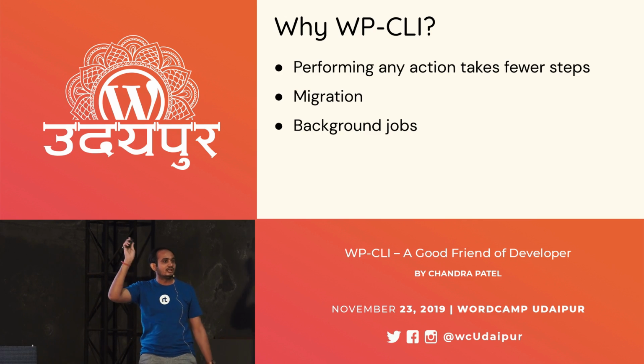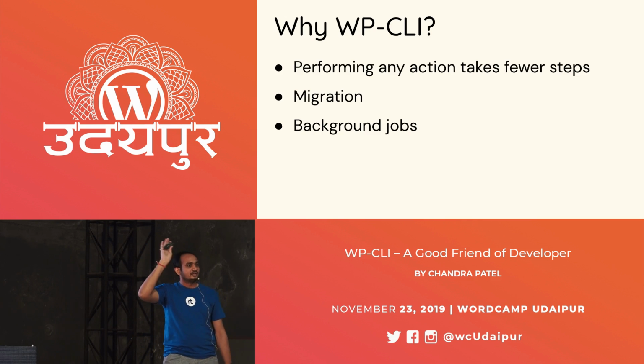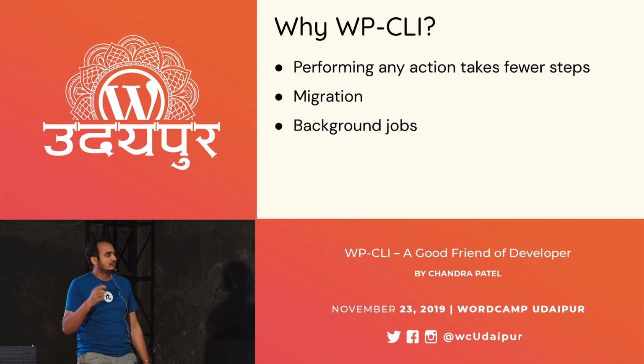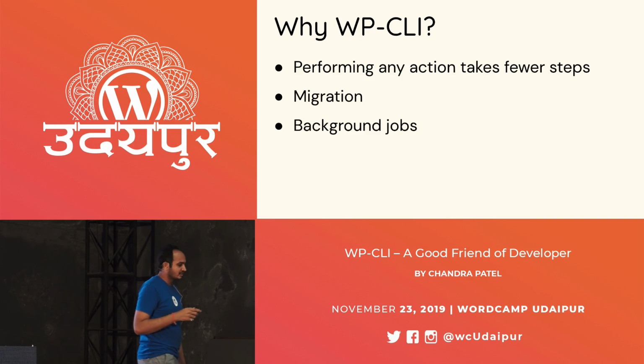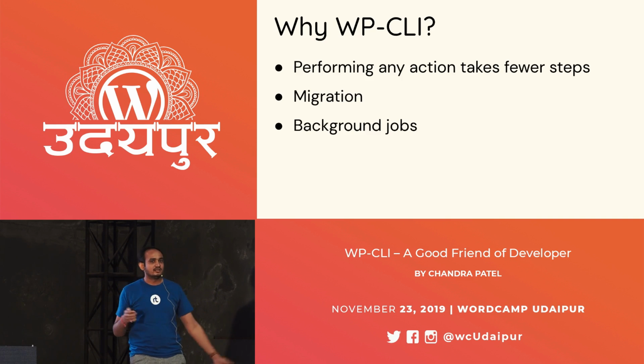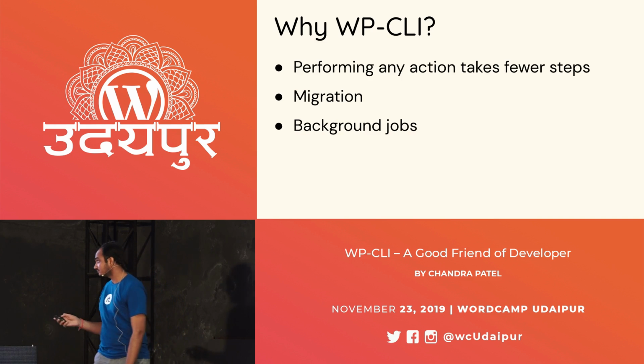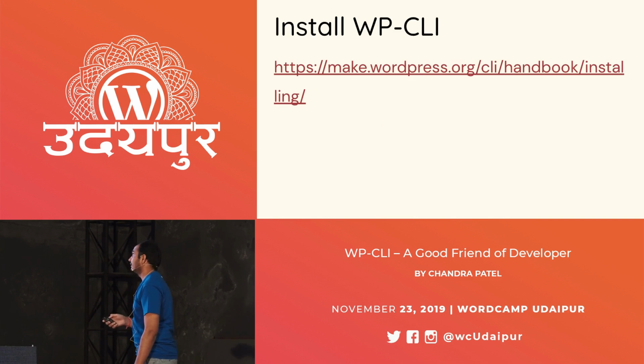For example, you heard about the WP cron, right? The running cron events. So basically, you can also execute the cron using the WP cron command provided by the WP CLI, and then set it up as a cron job on the servers. It does your job, so you don't need to fear about timeout. So this is about why WP CLI.